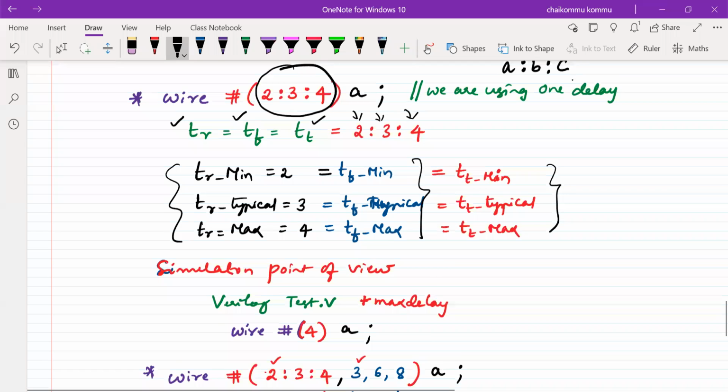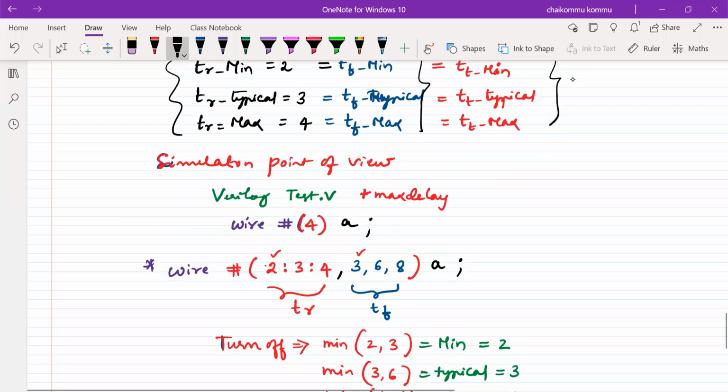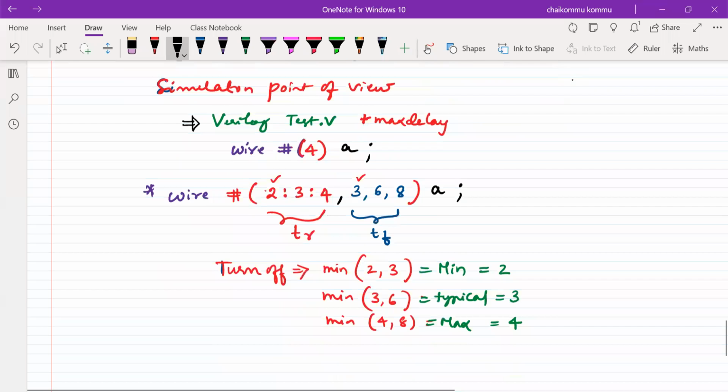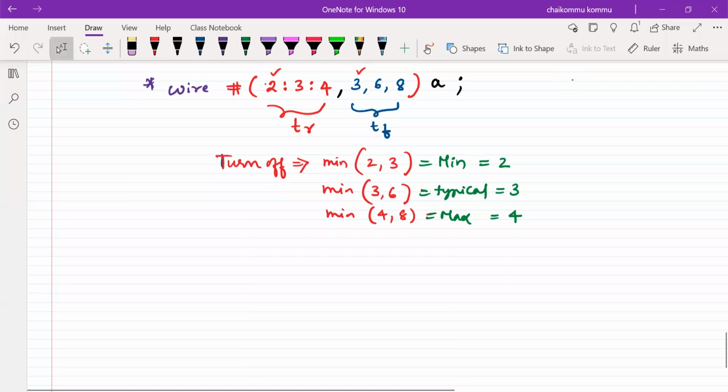So therefore, whenever we are simulating something with this command, we can decide whether we want to take the minimum values, the maximum values, or the typical values. Okay, so here it is possible to represent 2 delays, something like this also. Here the rise delay information, minimum, typical, maximum, as well as the fall, minimum, typical, maximum is also possible. Okay, in this situation, turn-off delay becomes the minimum of these things.